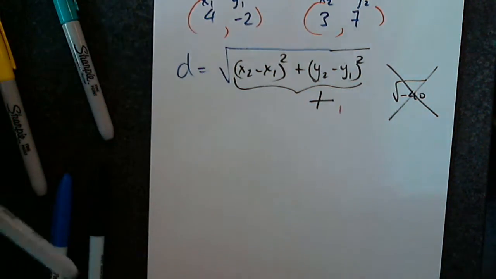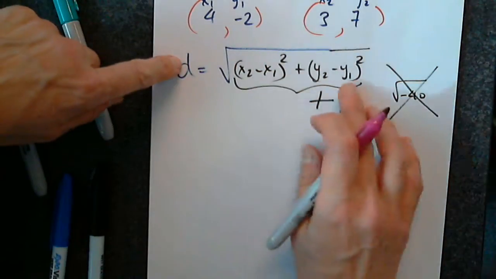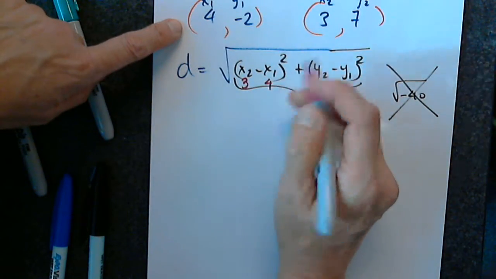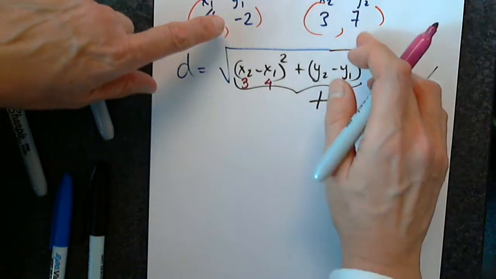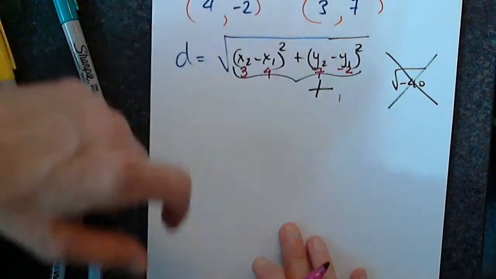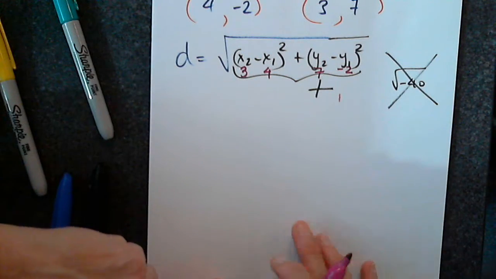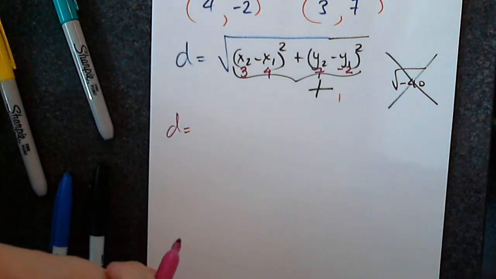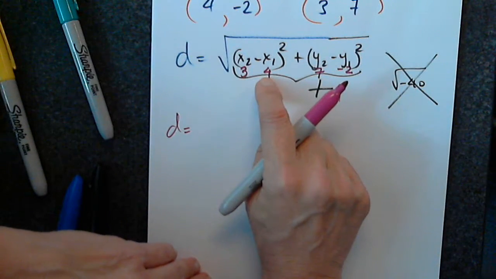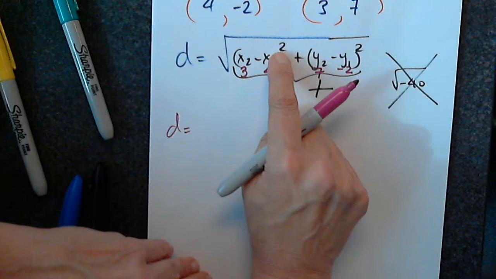Okay, you know my habits already. I like to write underneath. I'm writing 3, and then I'm writing 4, x2 minus x1, and then I'm writing 7, and I'm writing -2. Because I think it's easier to write and not have to copy it several times. But you do whatever you like. So 3 minus 4 is -1 squared.